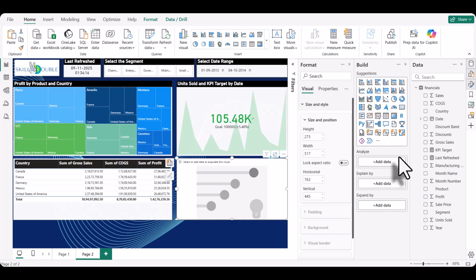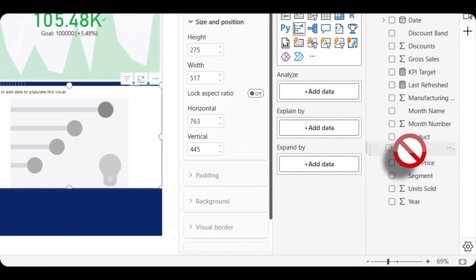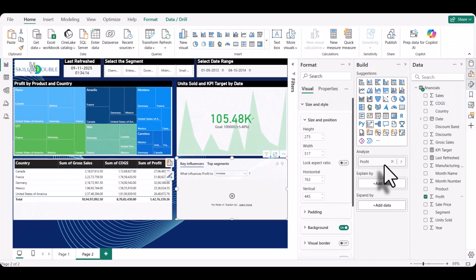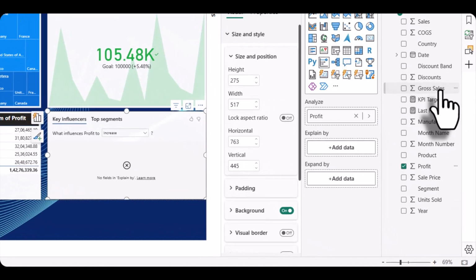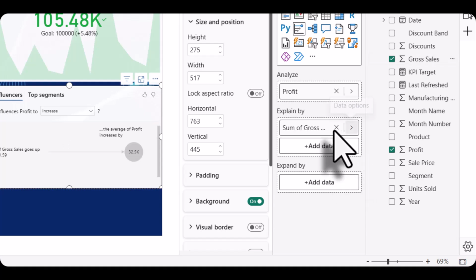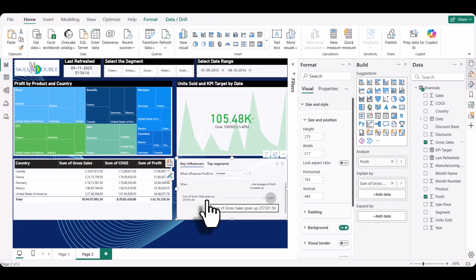Without any further ado, let's put some values and see how this visualization comes up. For that, what we will try to do is add profit onto Analyze, because we need to analyze profit, isn't it? And then Explain By. You can add, for example, gross sales, to see if it has any effect on the profit.